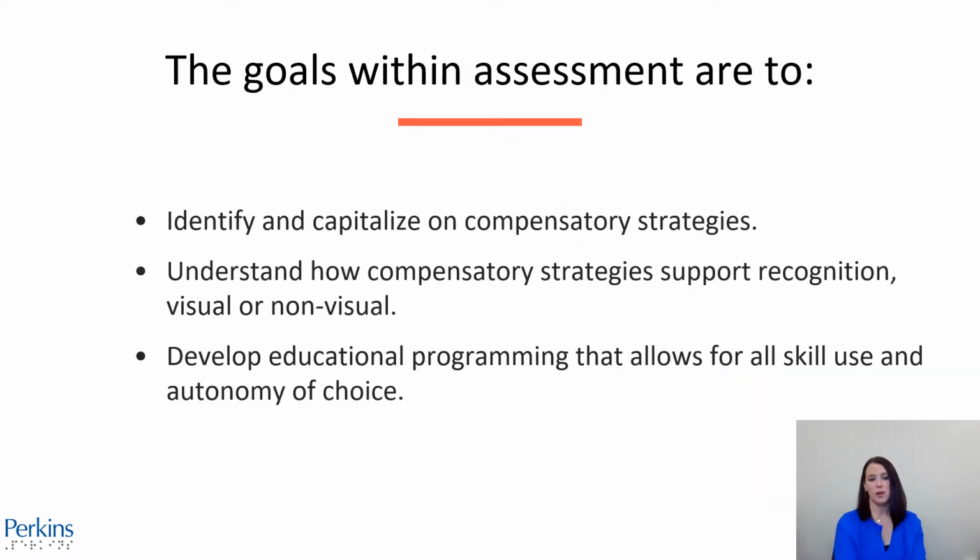There are three overarching goals that we want to accomplish when we're completing a CVI assessment. They are to identify and capitalize on compensatory strategies, to understand how compensatory strategies support recognition, whether that be visual or non-visual, and develop educational programming that allows for skill use and autonomy of choice.